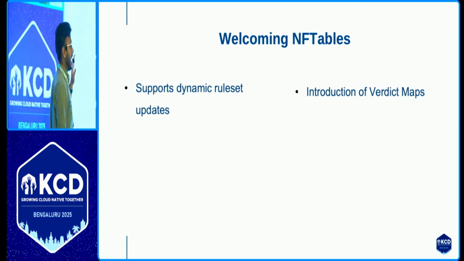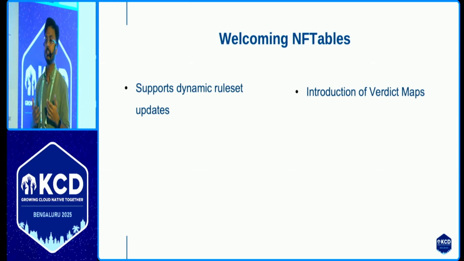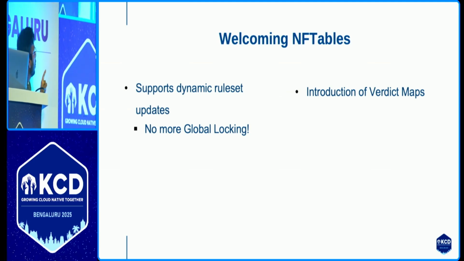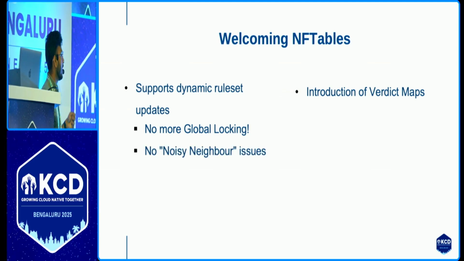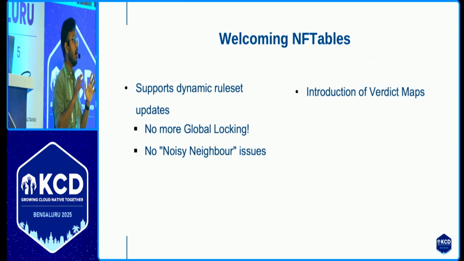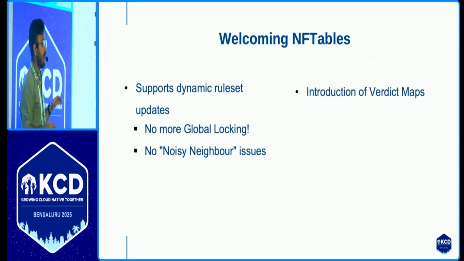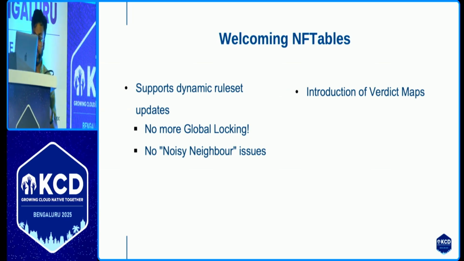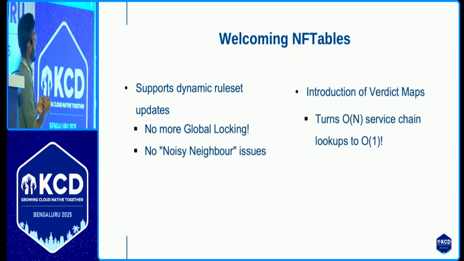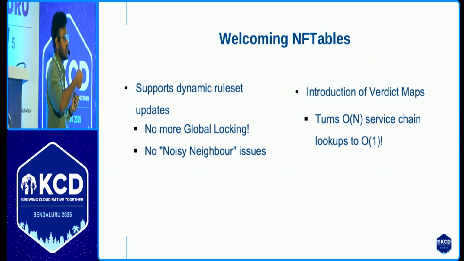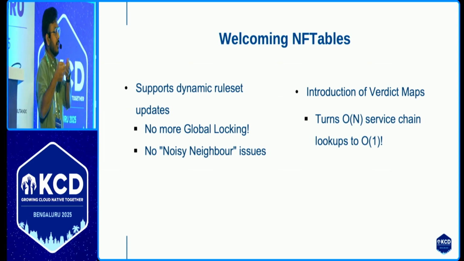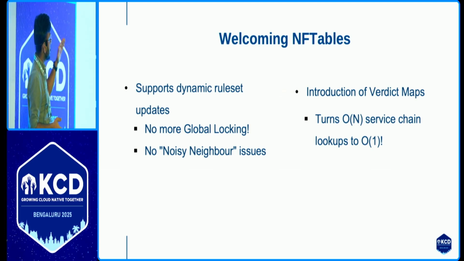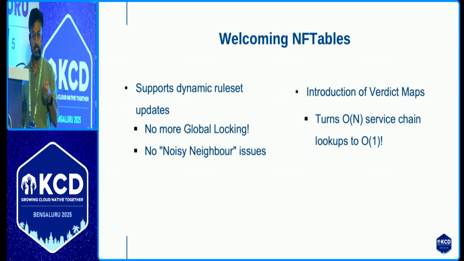NFTables supports dynamic rule set updates and introduces this concept called verdict maps. With dynamic rule set updates, we no longer need global locking, and there are no noisy neighbor issues. Now, each component can manage their own rule sets without fighting for the global lock and not introducing a noisy neighbor problem in your cluster. With verdict maps, which are essentially a map for you to match your service chain and give out an action or verdict in return. These turn our O(n) service chain lookups to O(1), which significantly improves our first packet latency.